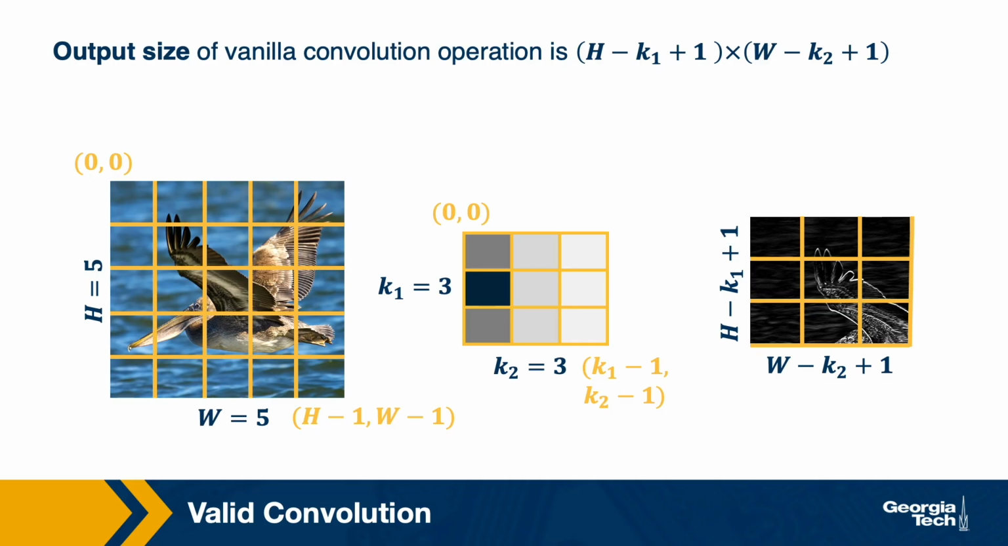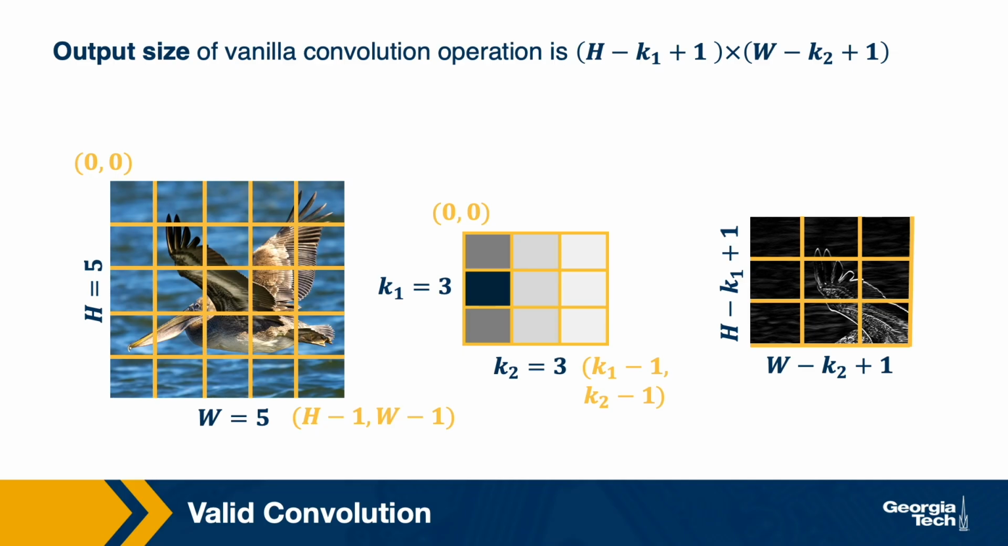The output size of a vanilla convolution operation is just the dimension of the image minus the dimension of the kernel plus 1. So for example, the height of the output will be the height of the image, here 5, minus the height of the kernel, in this case 3. So 5 minus 3 is 2, plus 1, which is 3. And so here you can see, since we have square inputs and square kernels, we'll have the same square output as well. So we'll have a 3 by 3 output map.